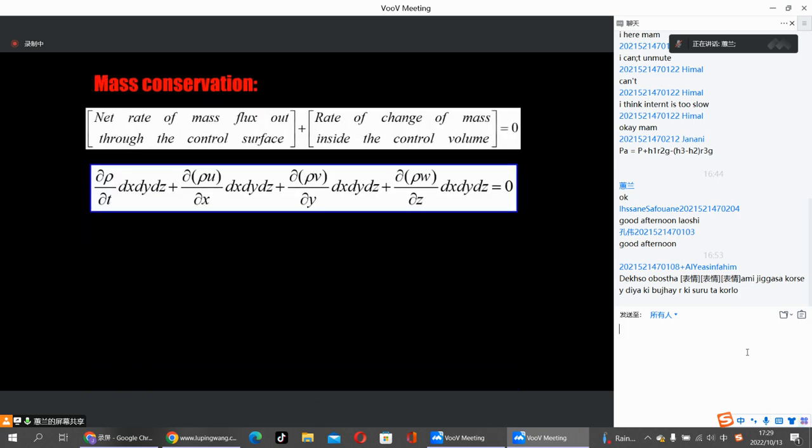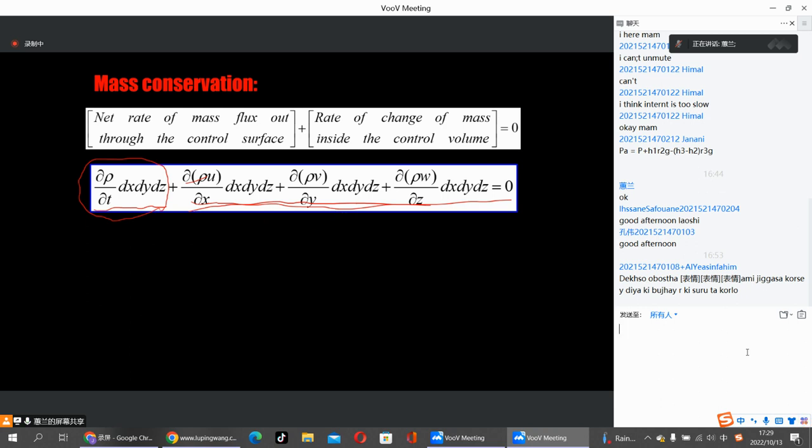We know mass is conserved for a system, so that means the net rate of mass flux out through the control surface plus the rate of change of mass inside the control volume should equal 0. So we got this equation, okay? This one is because inside the CV the mass changes with time. These three terms are because the fluid is flowing: some fluid goes into the control volume, some goes out through its boundary.